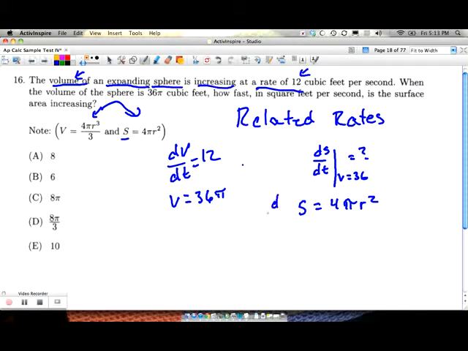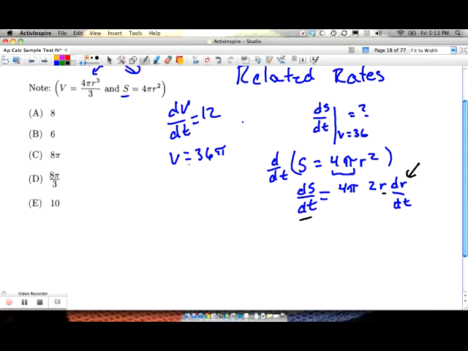if I start with this and take the derivative with respect to time of all of it, I'm going to get ds dt. That's not proper notation, but I'm just trying to save space here, guys. The derivative of the right side: 4 pi is a constant, so that stays there. R squared is a function, so we take the derivative, 2r dr dt. Now we plug in what we know and evaluate ds dt. We don't know r. We don't know dr dt. We need those.